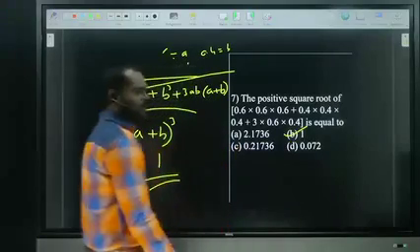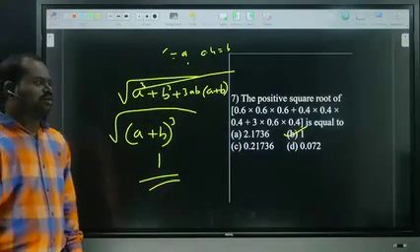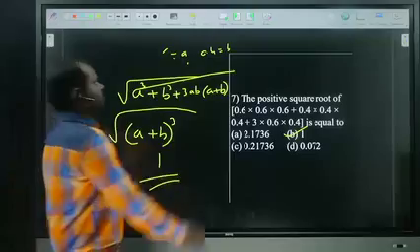Option B, right? Two persons are saying option B. Option B is the correct answer. Okay? Now next.